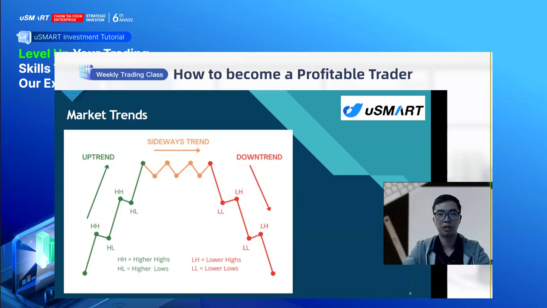All right, so we understand that the market has three types of trends, and it is very important for us to identify the trend in order to become profitable in the market. So this is the first step in how you perform technical analysis.